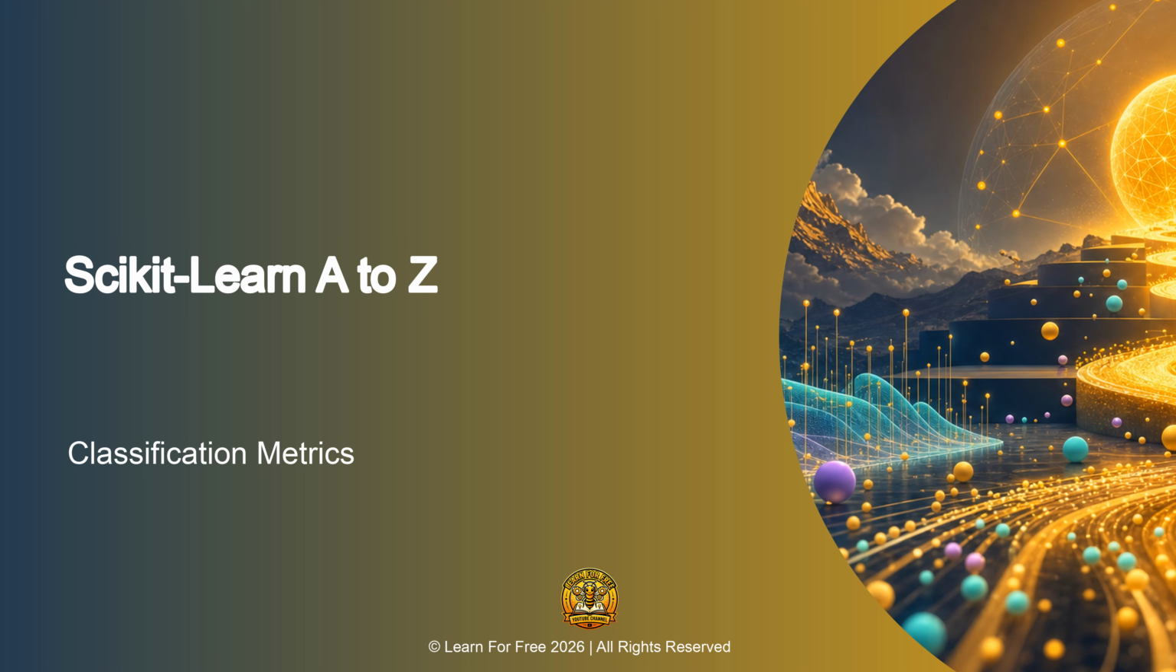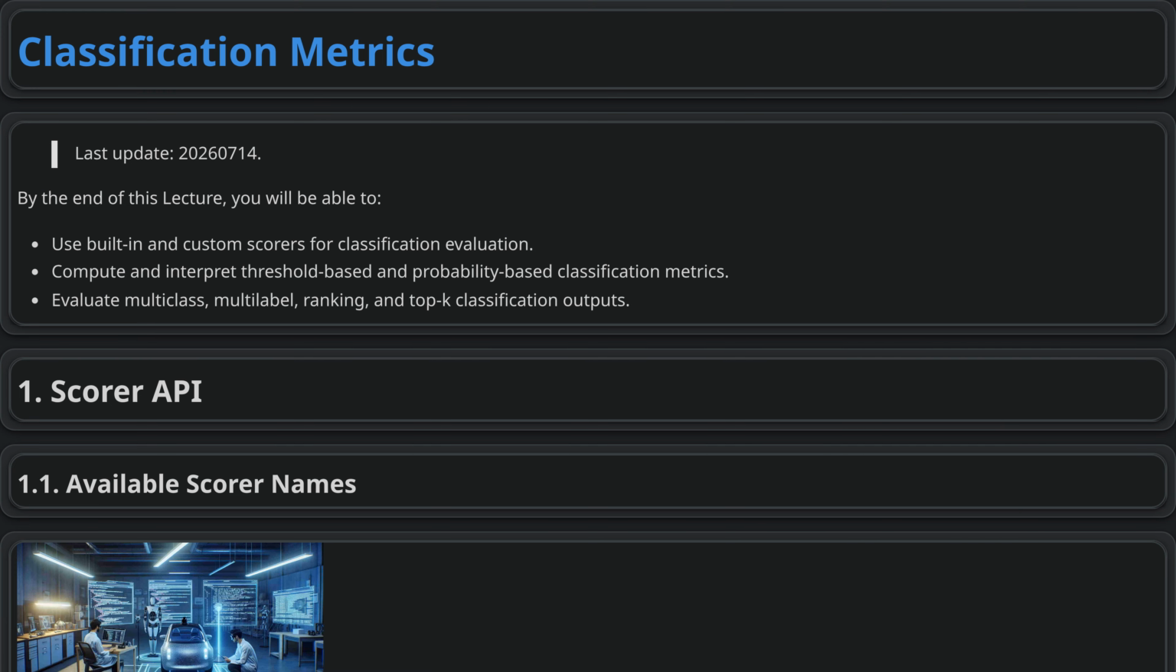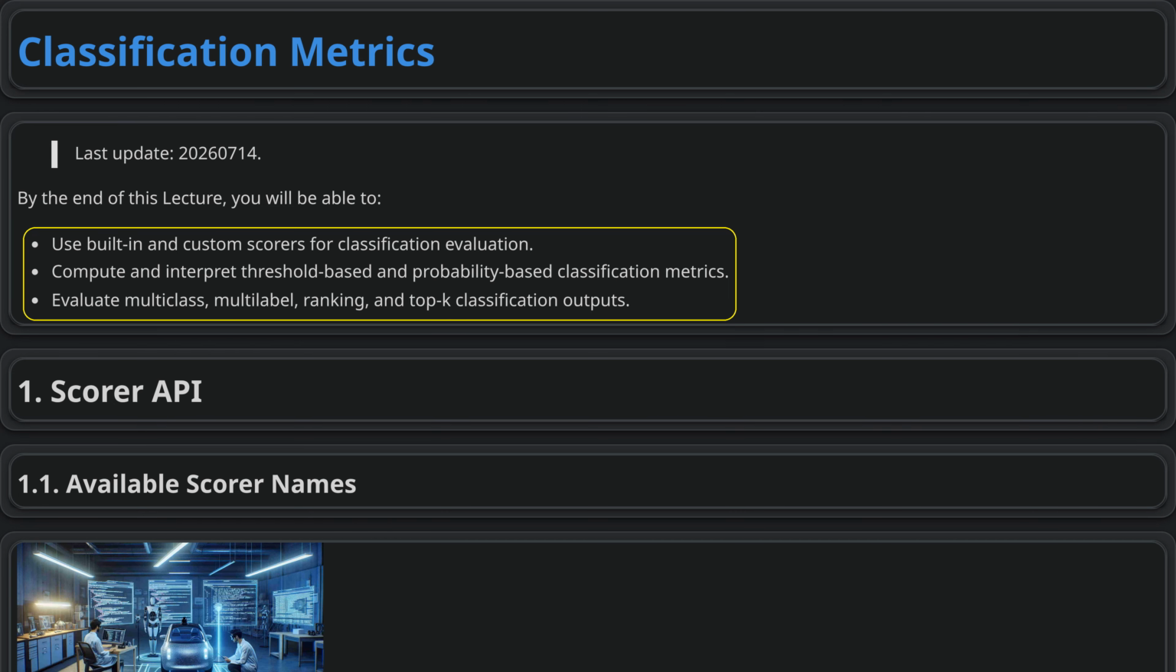Module 29, Lecture A, Classification Metrics. By the end of this lecture, you will be able to use built-in and custom scores for classification evaluation, compute and interpret threshold-based and probability-based classification metrics, and evaluate multiclass, multilabel, ranking, and top K classification outputs.